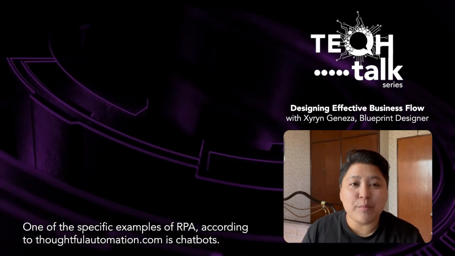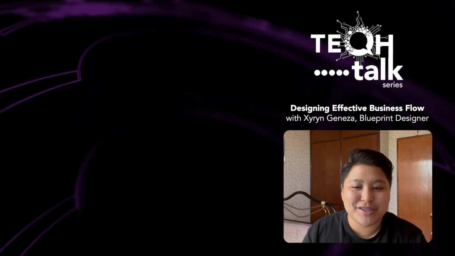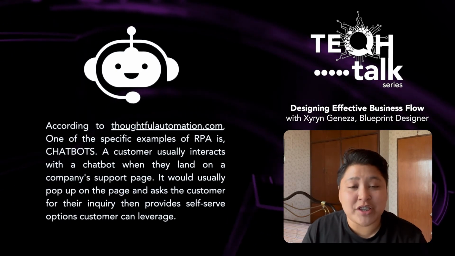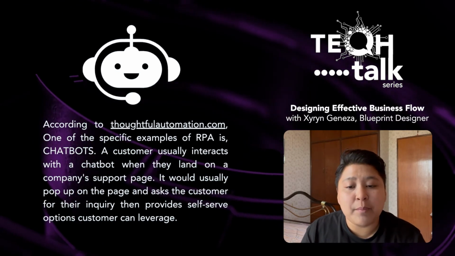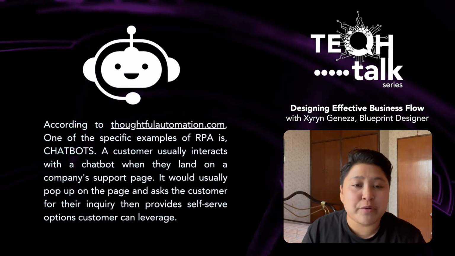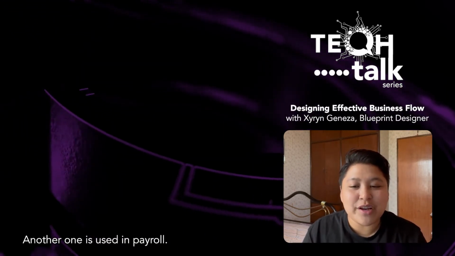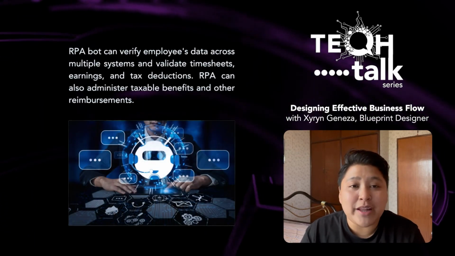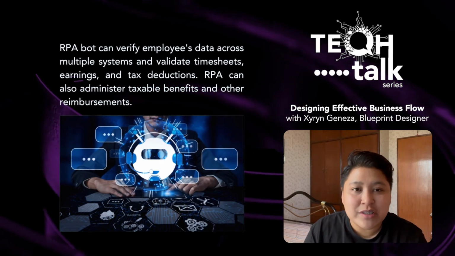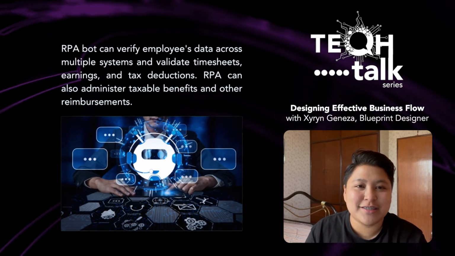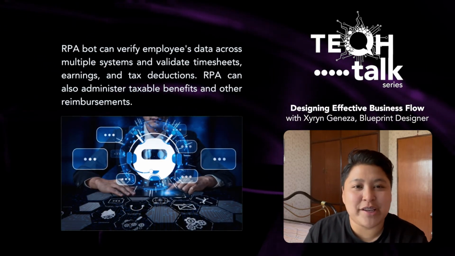One of the specific examples of RPA, according to thoughtfulautomation.com, is chatbots. A customer usually interacts with a chatbot when they land on a company's support page. It would usually pop up on the page and ask the customer for their inquiry, then provide self-serve options the customer can leverage. Another one is used in payroll. An RPA bot can verify employees' data across multiple systems and validate timesheets, earnings, and tax deductions. RPA can also administer taxable benefits and other reimbursements.